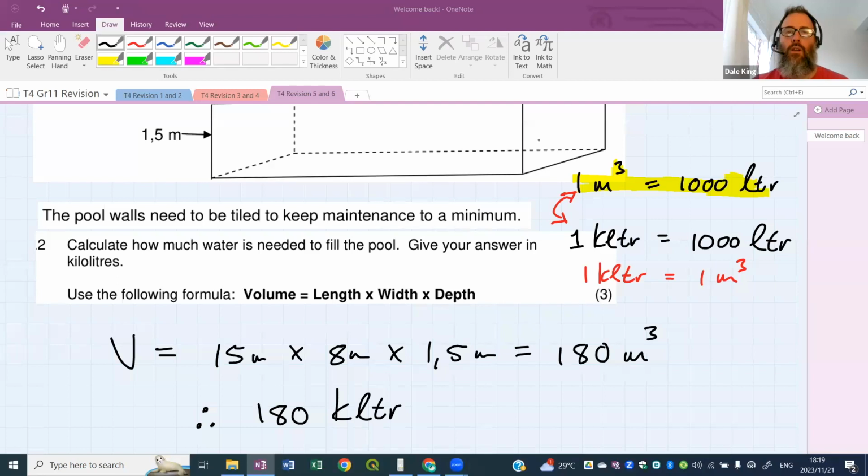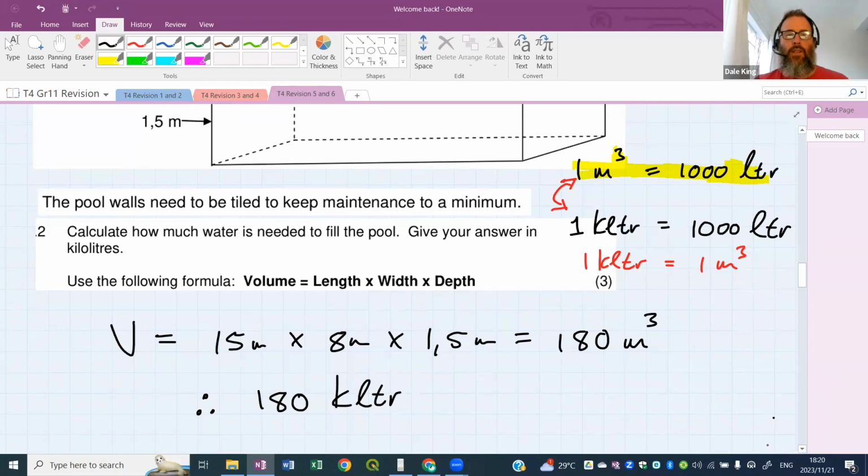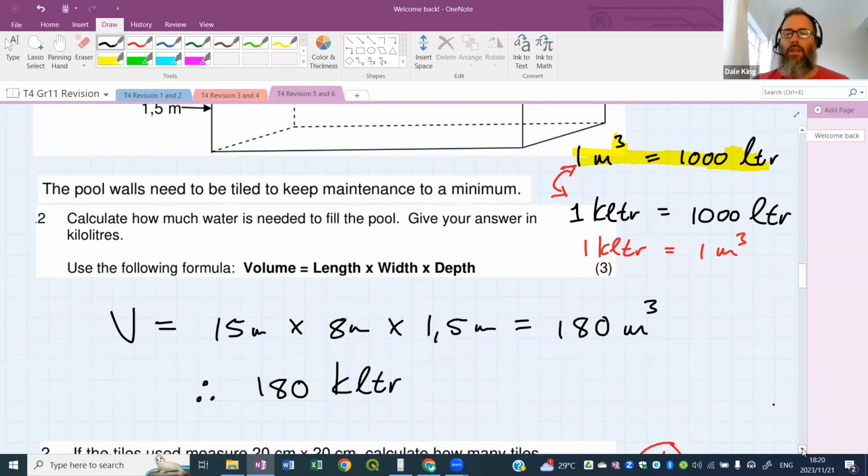Don't worry, Kian. Don't stress. We're busy with measurement. Working out the volume of a pool in kiloliters. All right, so it's a one-to-one relationship. So if it's 180 cubic meters, it's 180 kiloliters. Easy, guys. Easy, easy, easy. That's not difficult. That's not bad.